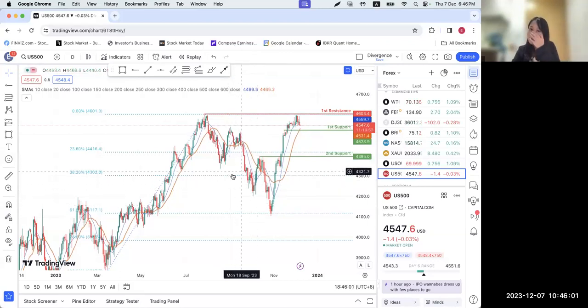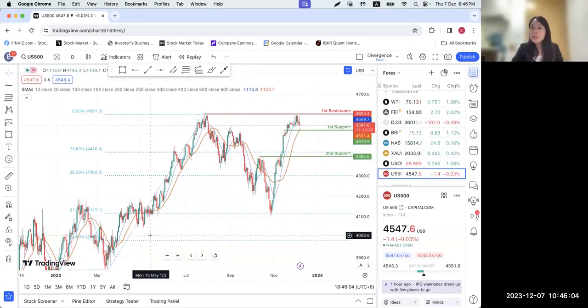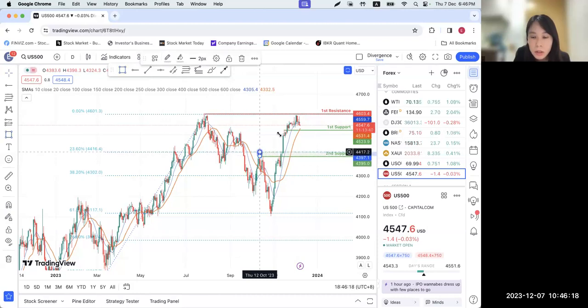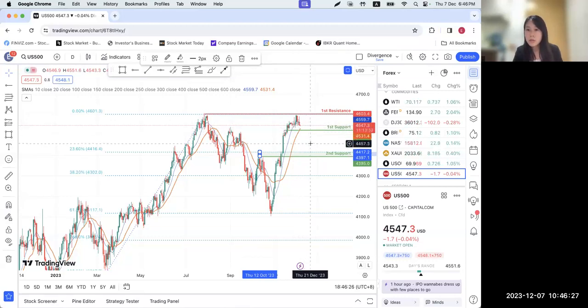Okay, so as you can see, the Fibonacci retracement is very close to the second support area. And I'm going to put this into the one area. So in the event whereby price breaks through the first support, there's a high possibility the price will fall all the way down to the second area of support. And the next one after the second area of support will be this area, the 38.2 Fibonacci retracement area.